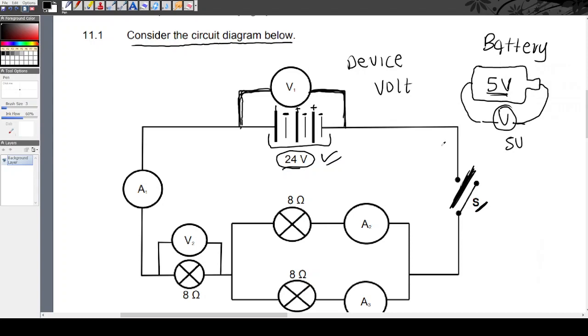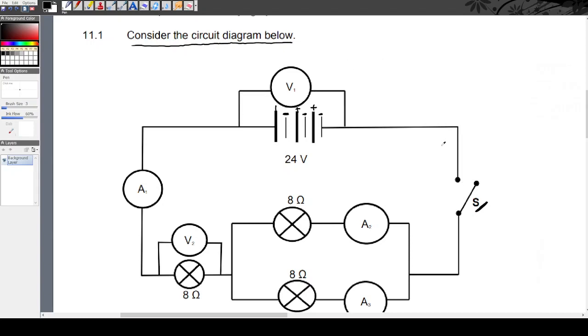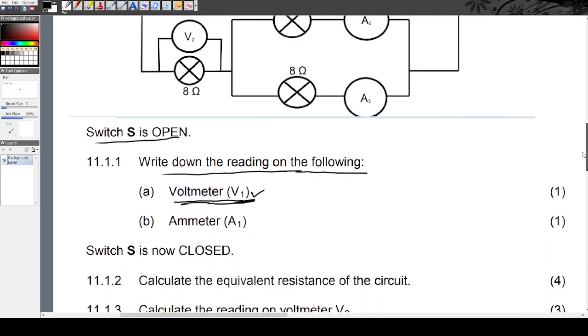Let's clean up again the circuit of ours. So I'm saying V1 will read 24 volts. Why? Because there's no current flowing in the circuit. So V1 is the amount of voltage that the battery will supply to the circuit. It means it will read an EMF. So the answer for this one is 24 volts. I hope it makes sense.